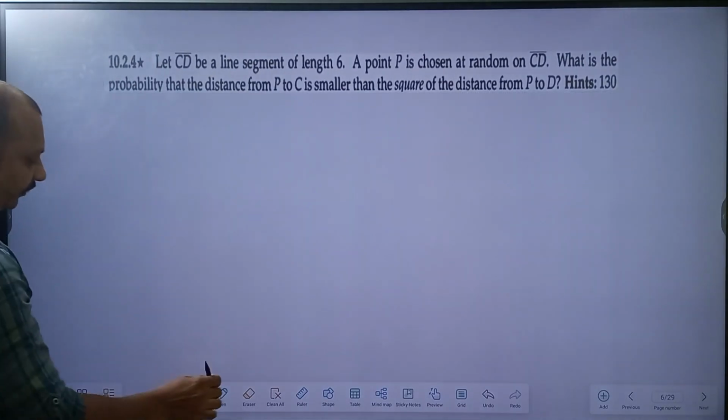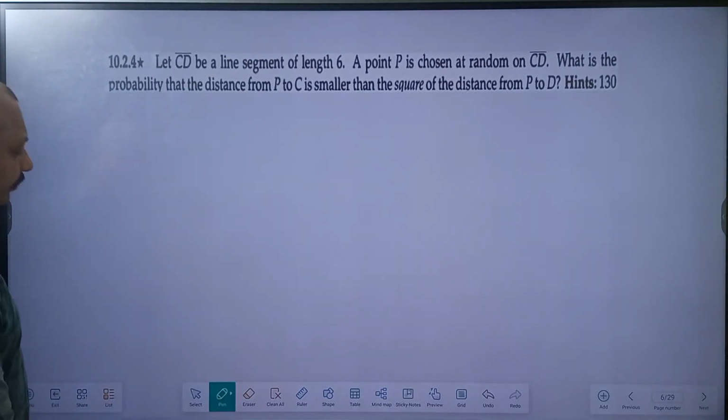నెక్స్ట్ let CD be a line segment of length 6.